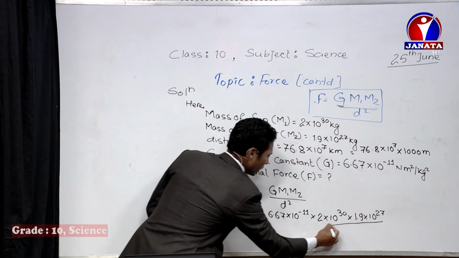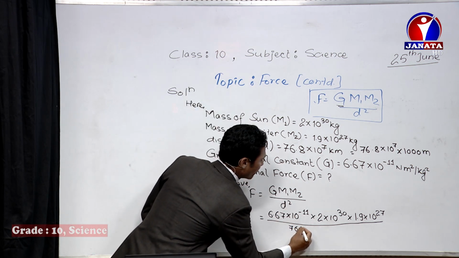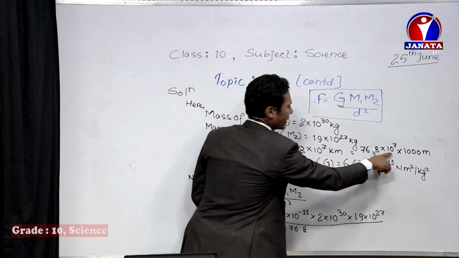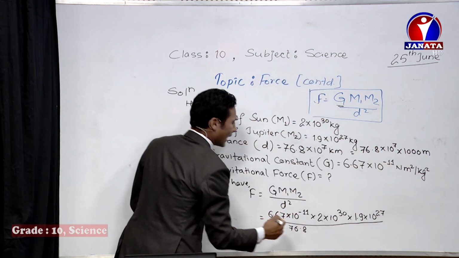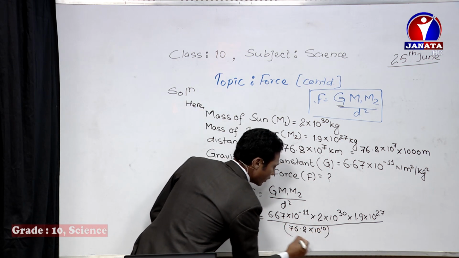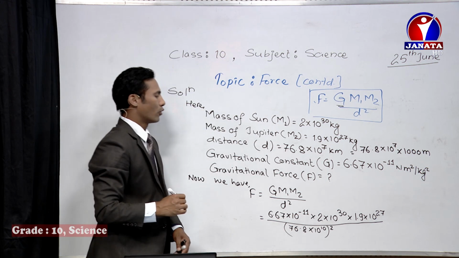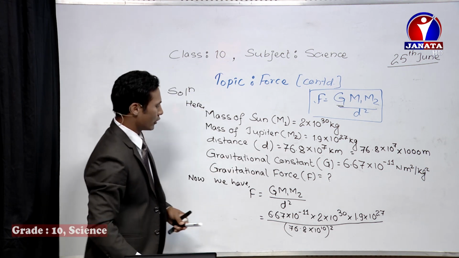So whole divided by the distance given there, 76.8 into 10 to the power 7. If we add 3 more zeros, then I will write 10 to the power 10, the whole square. So we have substituted the values from the given. Now let's continue this.